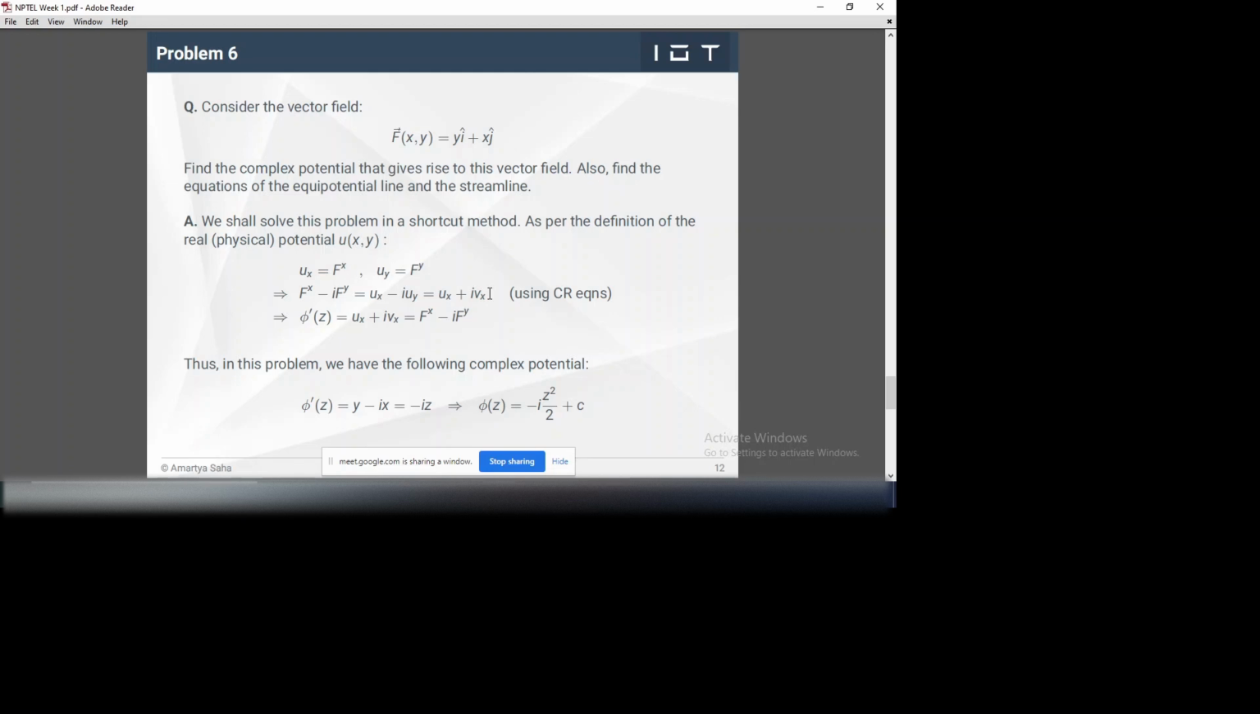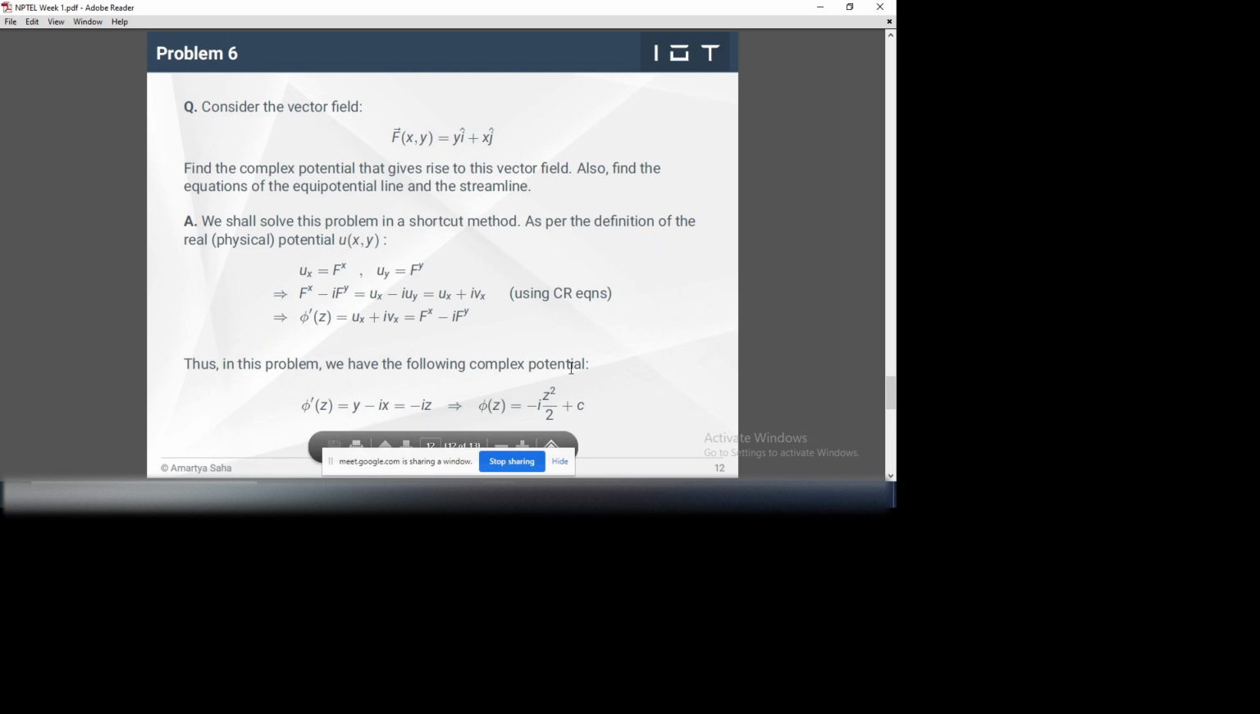to z, and our complex potential was u plus iv as we defined in the last problem. So ux plus i vx is nothing but the complex derivative of the complex potential. So phi dash z is ux plus i vx. This is the definition of complex derivative, and we see it is fx minus i fy, this particular combination. So now this is the starting point of the shortcut.